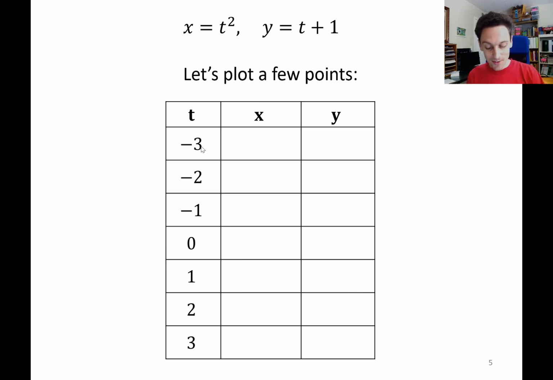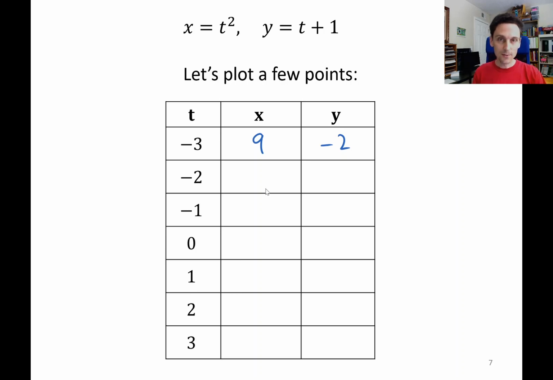So when t is equal to -3, what is x equal to? If you said 9, then that's correct. What about y? What's y equal to? If you said -2, that's correct. So you just take the value t equals -3 and plug it into each equation to figure out what the x coordinate and the y coordinate are. So each value of t corresponds with a point in the xy plane.